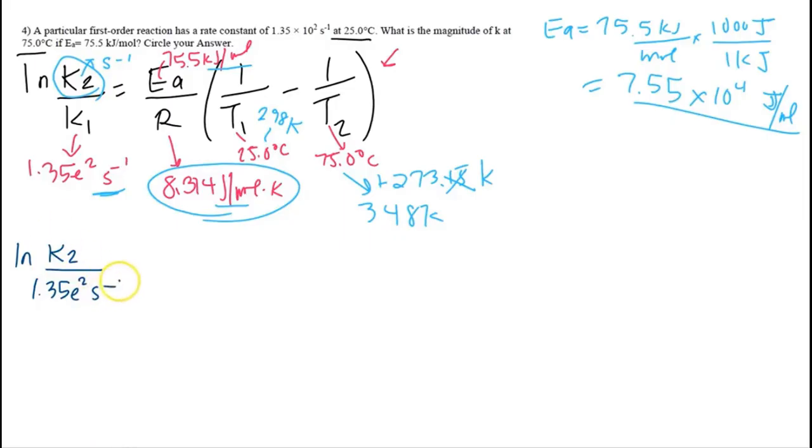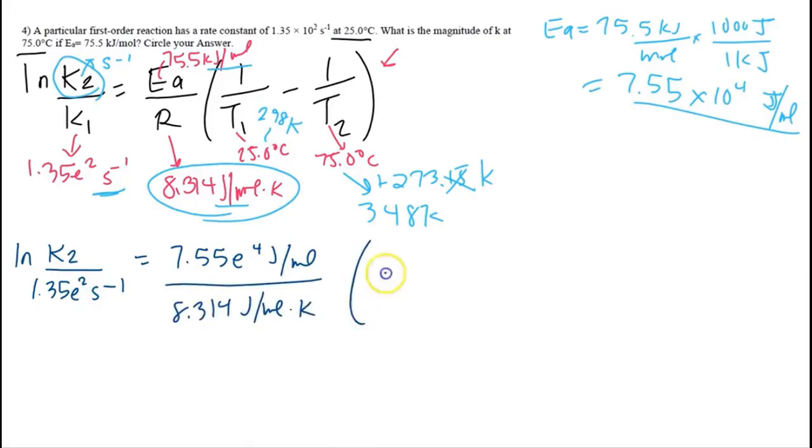Okay, seconds to the minus 1. This is going to equal 7.55 e to the fourth joules per mole divided by 8.314 joules per mole Kelvin, times 1 over 298 Kelvin minus 1 over 348 Kelvin. You already know the drill.